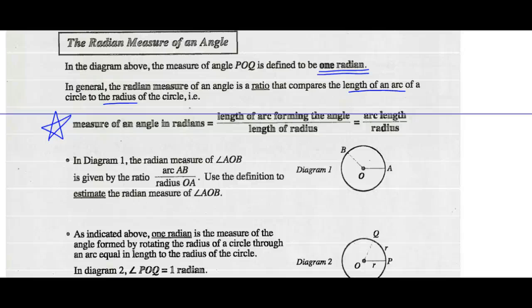In diagram 1, the radian measure of angle AOB is given by the ratio arc AB divided by radius OA. Use this definition to estimate the radian measure of angle AOB. So the length of OA is that distance. If I put that around here, that same length will go to about there, and one more time we'll go to about there. So if I estimate that, I would say it's probably about 2 radians.